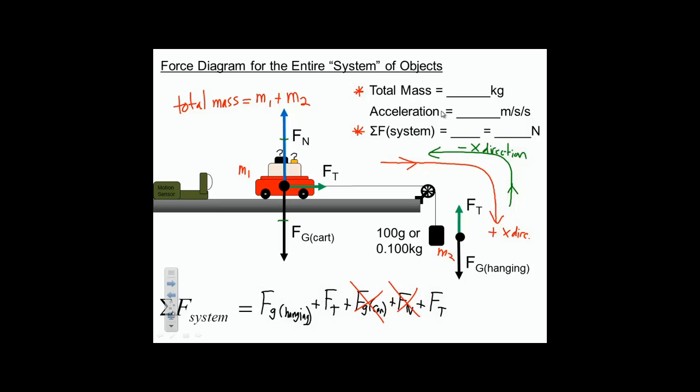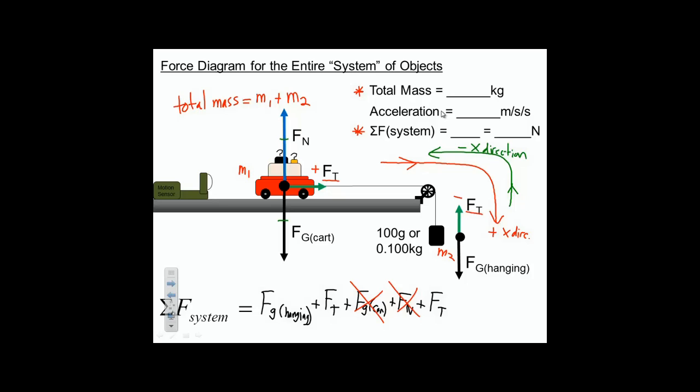Now let's focus on the two frictional forces. The force of tension on the car is trying to pull the car in our positive x direction, so we're going to call that a positive force of tension. If we look at the force of tension on the hanging mass, it's trying to pull the hanging mass up, which we said was the negative x direction.